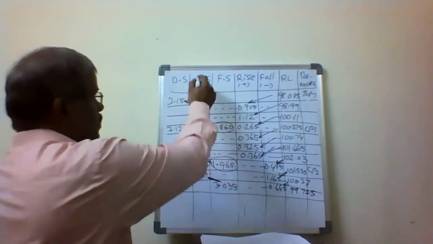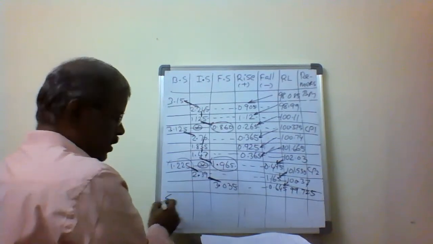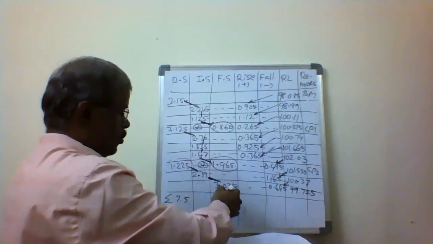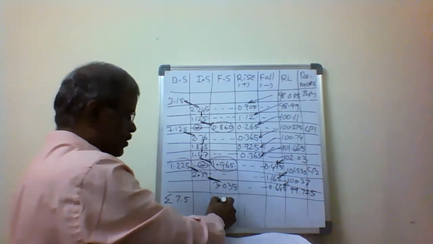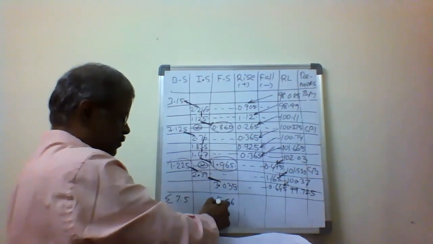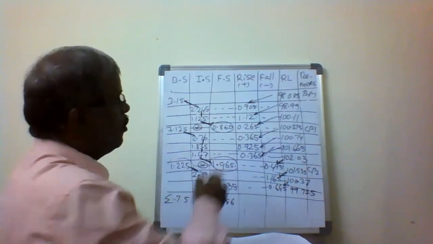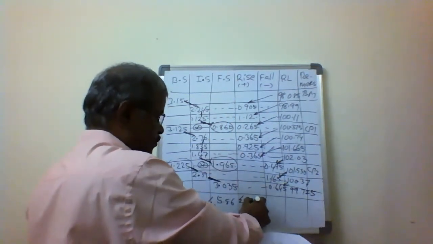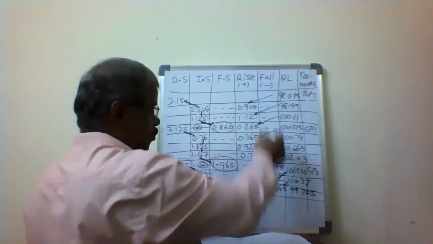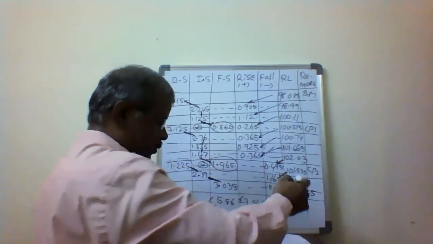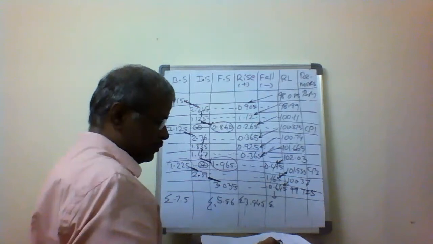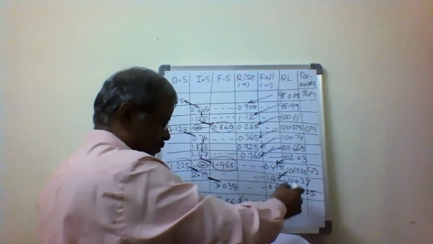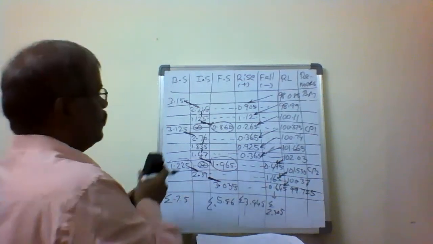99.725. So what are the sums? The sigma of backsights we have calculated is 7.5. The sigma of foresights is 5.86. The sigma of rises is 3.945. And the sigma of falls is 2.305.